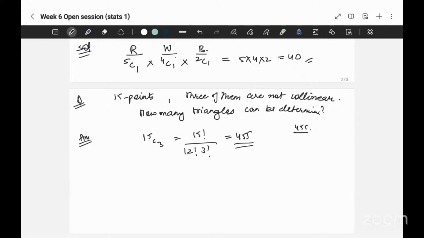Fine. But ma'am, in this answer that you have calculated, 455, there is also one more case, that you are selecting 3 points from the same collinear points, so it is not forming a triangle. So that case will be 15C12, right? Yes. So this is actually 455 only, same.